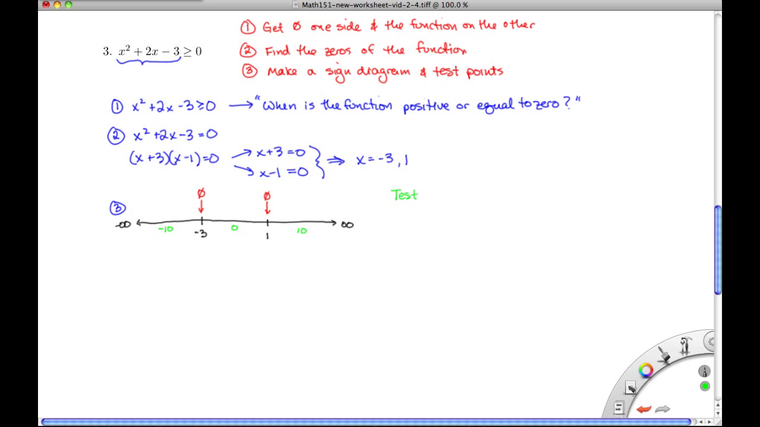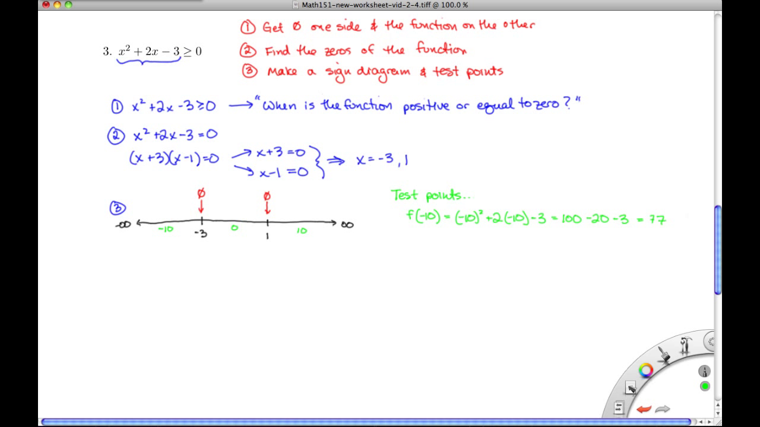So we're going to do our test points. And remember that our function is x squared plus 2x minus 3. That's what we're going to be plugging these values into. So we're asked to evaluate f of negative 10. We plug negative 10 into our original function. So that's going to be negative 10 quantity squared plus 2 times negative 10 minus 3. And we can go ahead and calculate this out. So this is going to give us 100 minus 20 minus 3, which gives us what, 77.